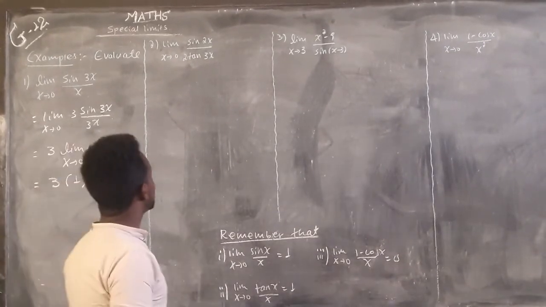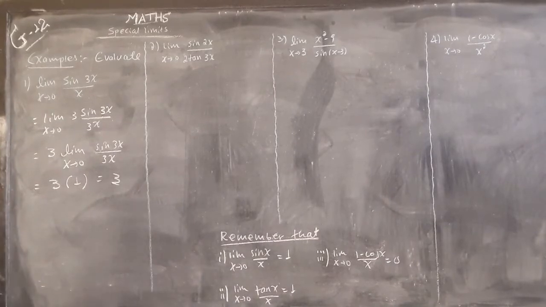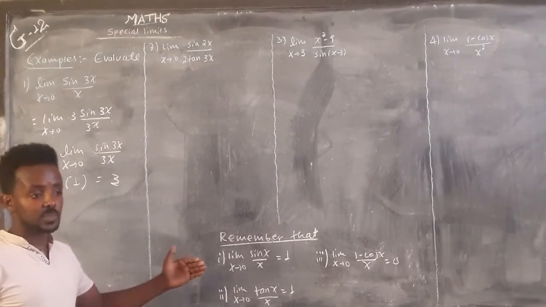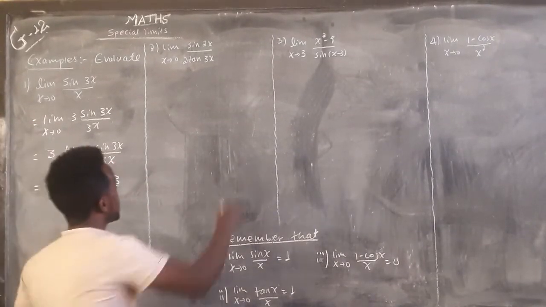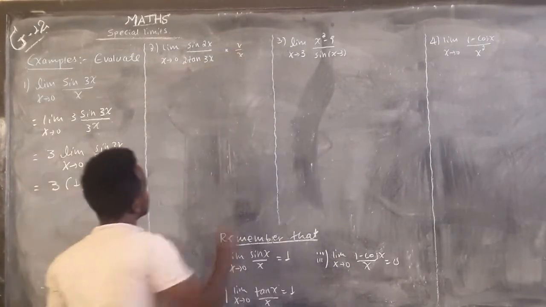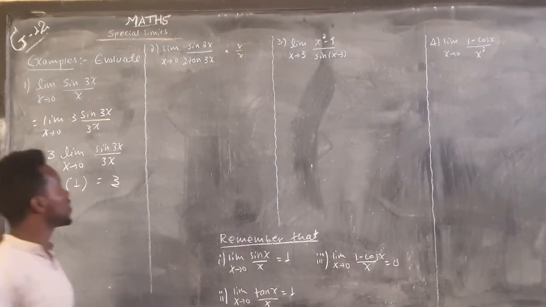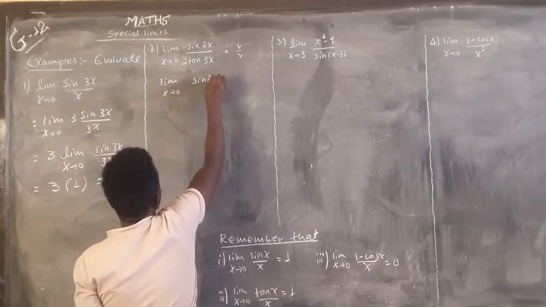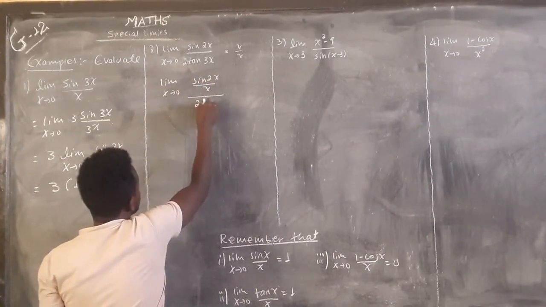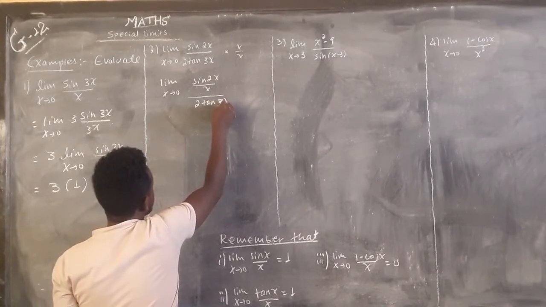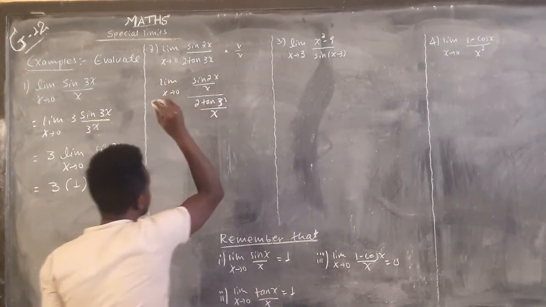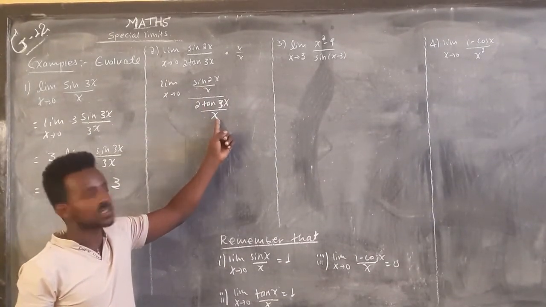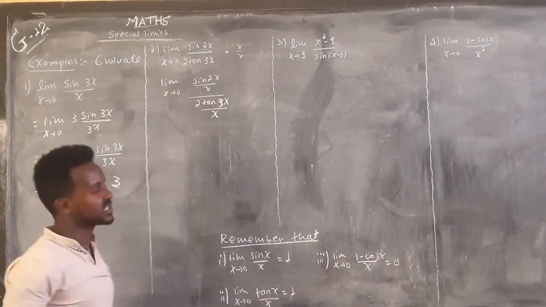The second example is limit of sine 2x over twice of tan 3x as x approaches 0. We can multiply this by x over x, since x over x is 1. So we can make this limit as x approaches 0, sine 2x over x, over twice of tan 3x over x. Since x can be cancelled by x, we have sine 2x over twice of tan 3x.